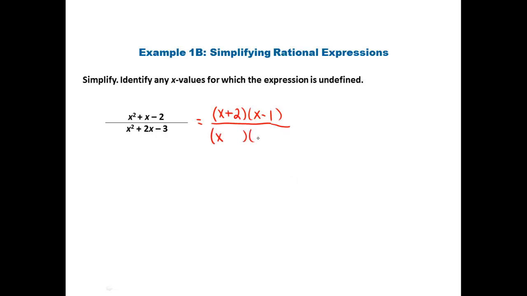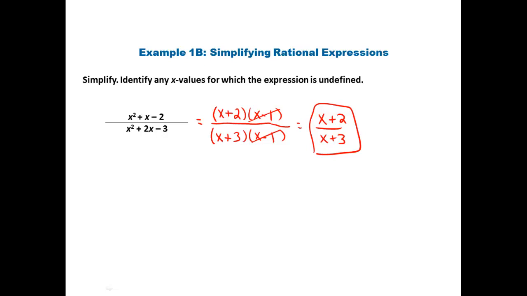Similar steps in the denominator. One's plus, one's minus. Add to 2, multiply to negative 3, so it's going to be plus 3 minus 1. It looks like the x minus 1s are going to cross out, and we're left with x plus 2 over x plus 3. We cannot simplify or cross anything else out because of the addition. So there's our simplified expression.